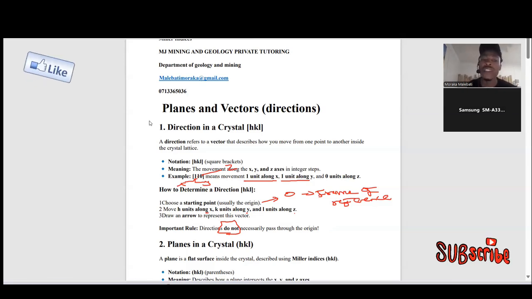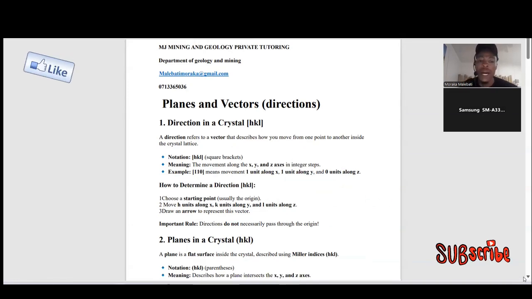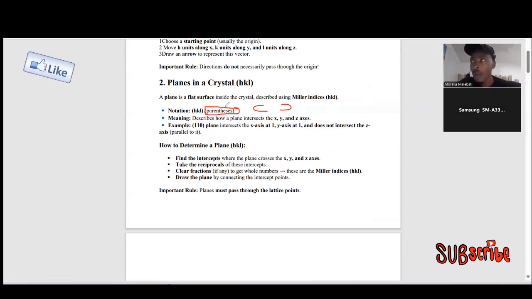So if you are given square brackets, you know that you are dealing with directions or vectors. But for planes, on the other hand, you will be given parentheses. That is the most important part. Now it describes how the plane intersects. Remember, the vectors tell us about the movement from the zero frame of reference.